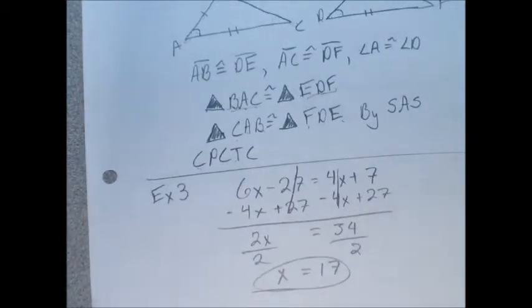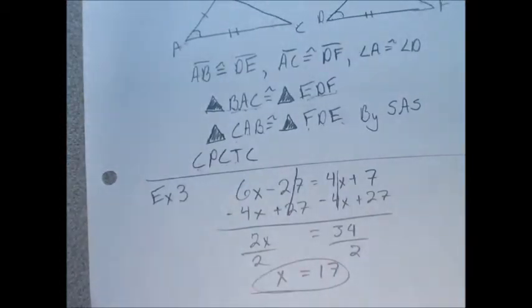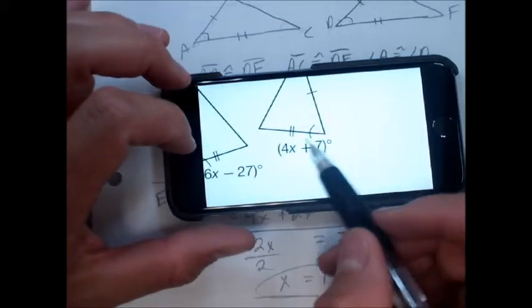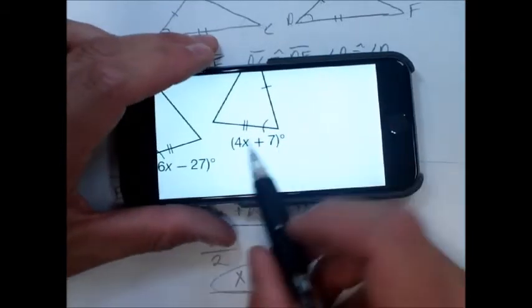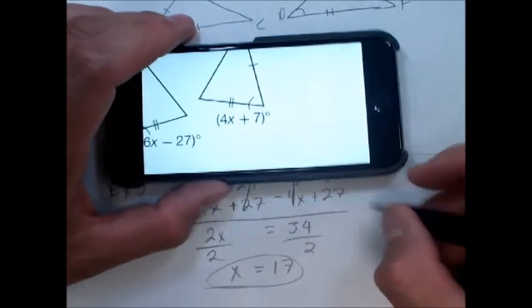So if it asks us to find the value of x, I find the value of x and I just circle it. But if it asks me to find the angle measure, what do I need to do with the value of x now? I need to plug it back in, because in order to find the actual angle measure, I have to plug it in and find it. So it doesn't matter which one you plug it into.